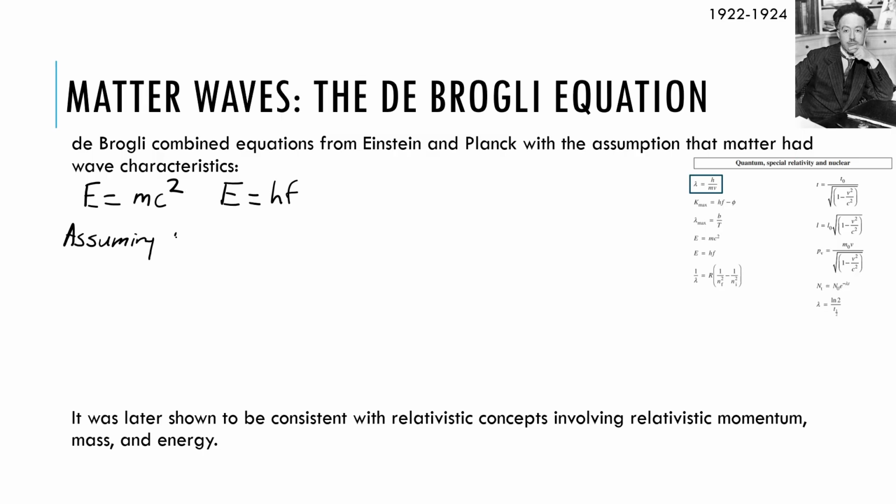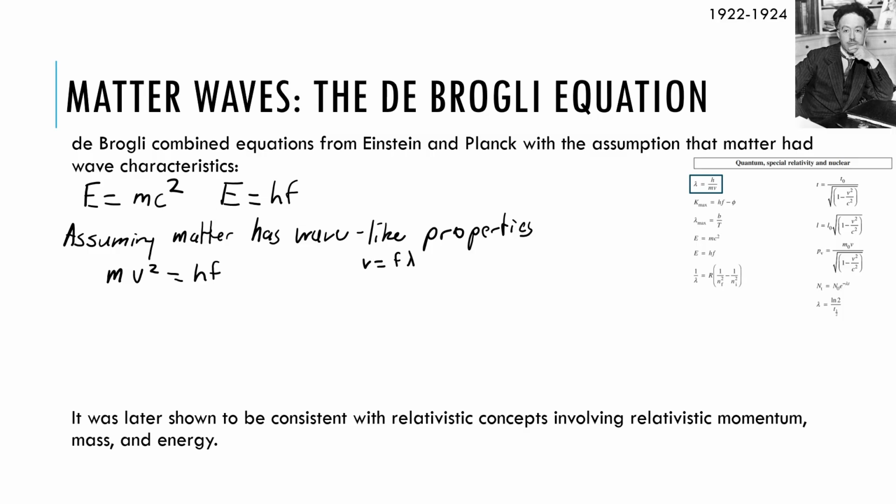If we assume that matter has wave-like properties, we can equate these two formulas. Note here as well that I'm going to be replacing c for v because these matter waves may not be for particles which are traveling at the speed of light. We can simplify this equation further because we know that v is equal to f lambda for any wave, and therefore f is equal to v on lambda. From here we can write an equation which solves for lambda.